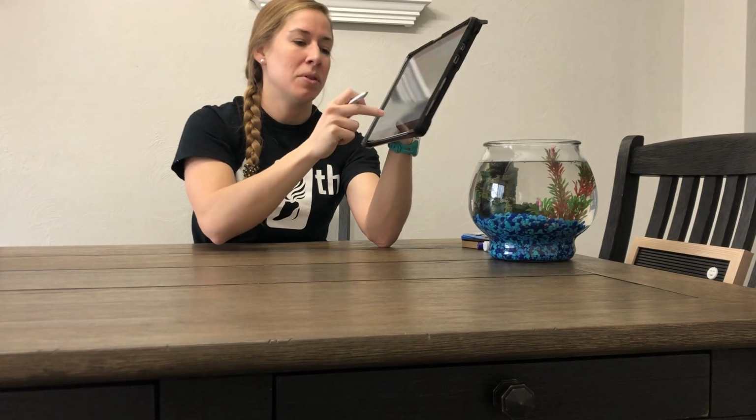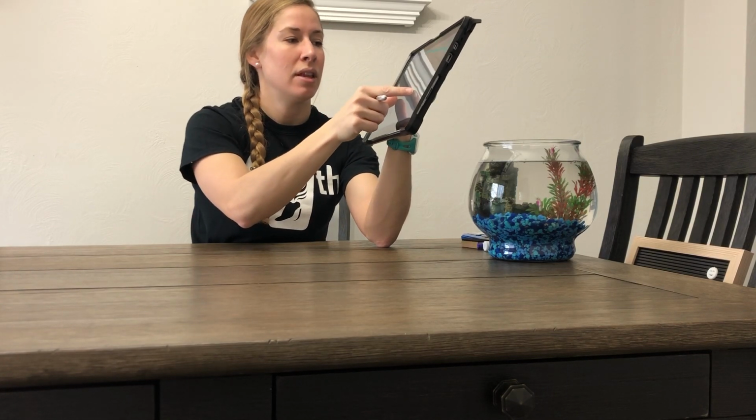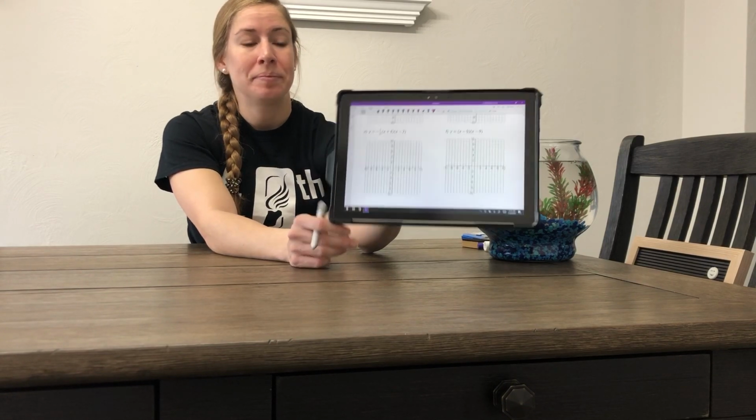There are 2 examples in that next worksheet, E and F. They are in intercept form. Go ahead and give those a try.